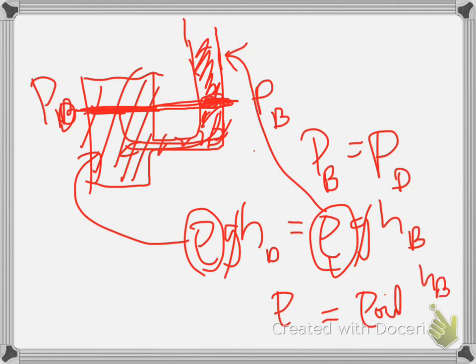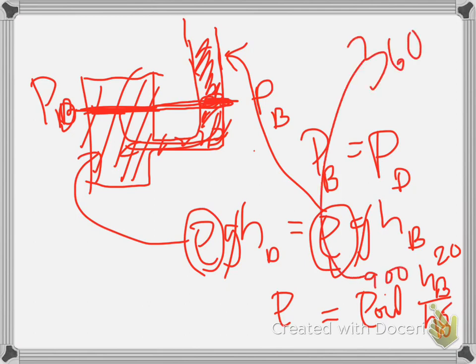Times h at B over h at D, and that h is the height of the fluid above it. So it would be 20 centimeters divided by 5 centimeters. So it's 4 to 1. 4 times the oil, when the oil's rho was 900, is 3,600 if you really wanted an answer. All right, the next question.